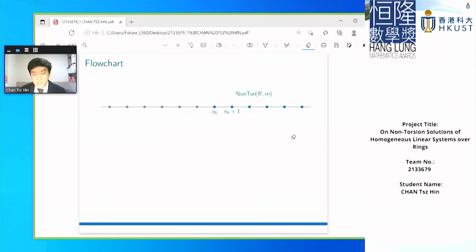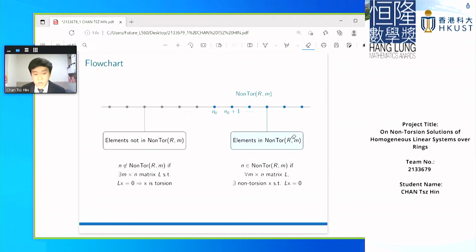Firstly, notice that the set of non-torsion numbers must be of this form. That is, it must contain all integers greater than or equal to a certain number n naught and nothing less. So determining the set is just equivalent to determining n naught. However, the task is in general difficult, so we split it into two parts, which is to determine a lower bound and an upper bound for n naught. For the lower bound, it corresponds to constructing a system such that it only has torsion solutions. And for the upper bound, it corresponds to showing that a system of a certain size must have a non-torsion solution.